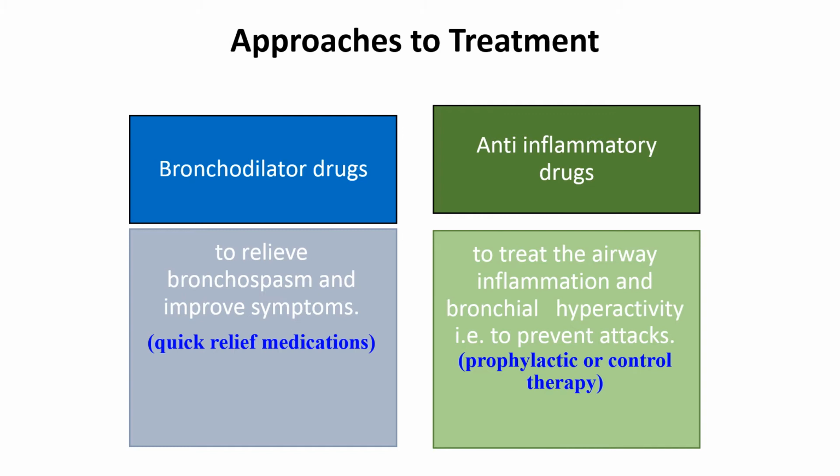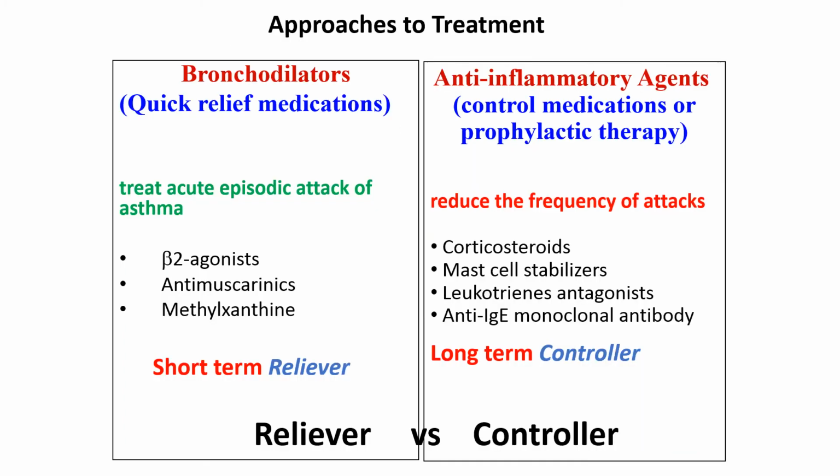Okay. So we have two broad categories of drug. Bronchodilators, we call relievers or quick relief medication. Then the second category of drug is anti-inflammatory drug. We call it controller or control therapy or prophylactic therapy. Okay. So this is how you can categorize the two categories of drug. And now let us see what are the drugs that come under bronchodilators or the relievers, and what are the drugs that come under anti-inflammatory drugs or controller.